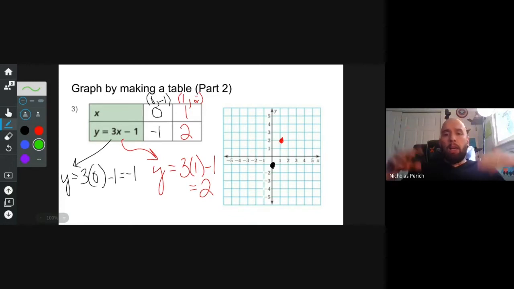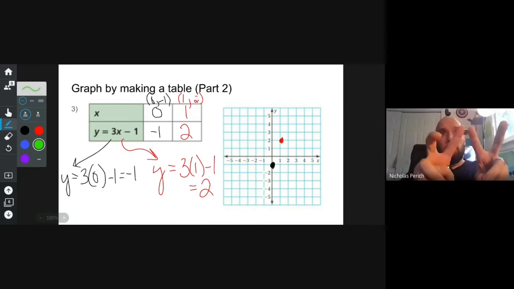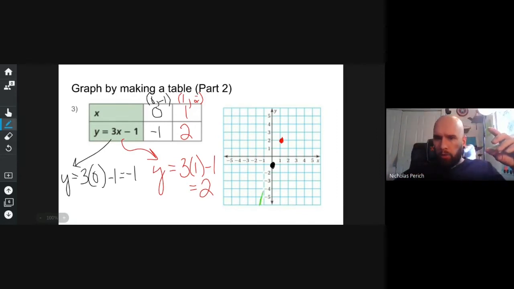Now that I have 2 points, all I need to draw a line is 2 points. So I'm going to take a ruler and connect those dots the best that I can.